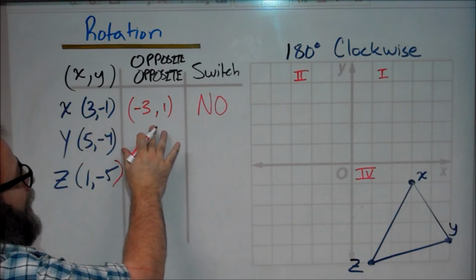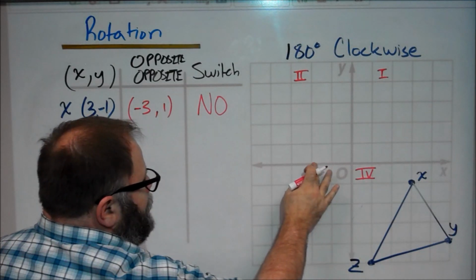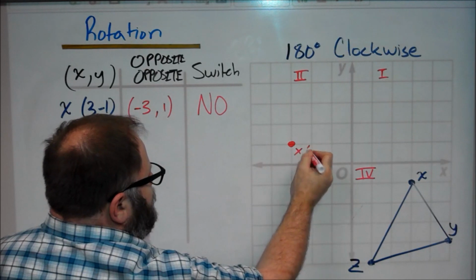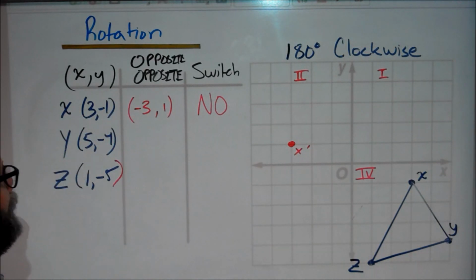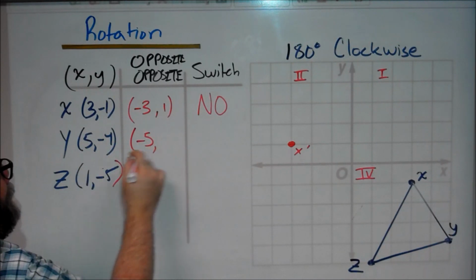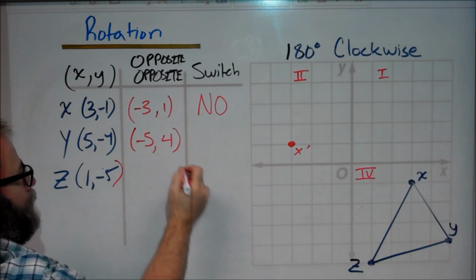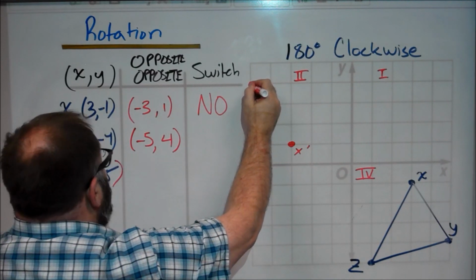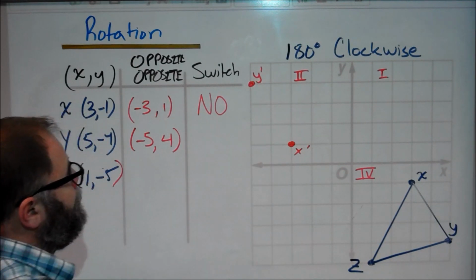So then x prime is at (-3, +1): 1, 2, 3, and +1, x prime. So y then would be, opposite of 5 is -5, opposite of -4 is +4: (-5, 4), 1, 2, 3, 4. There's our new y prime.